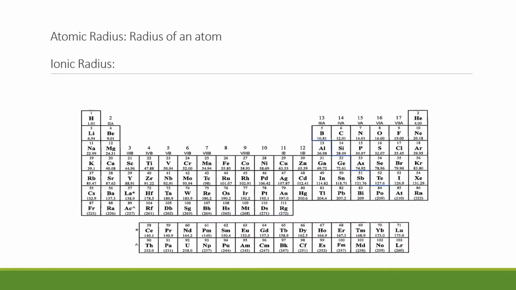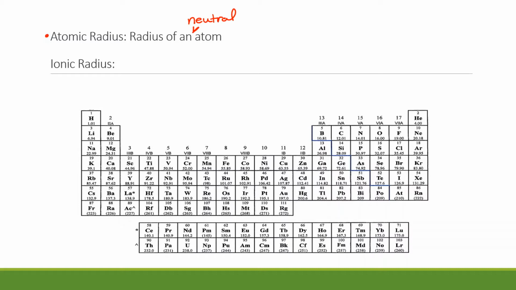So, we've talked about atomic radius before. It's the radius of an atom. Well, I'm going to add something in here: the radius of a neutral atom. So, what is a neutral atom? Remember, neutral just means it has the same number of protons as it does electrons.